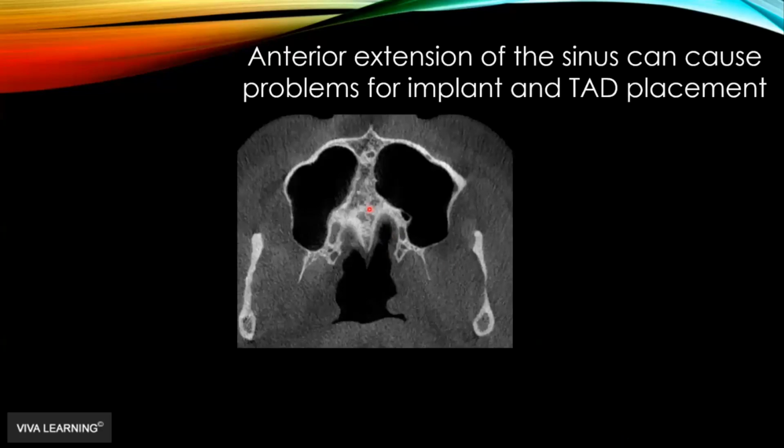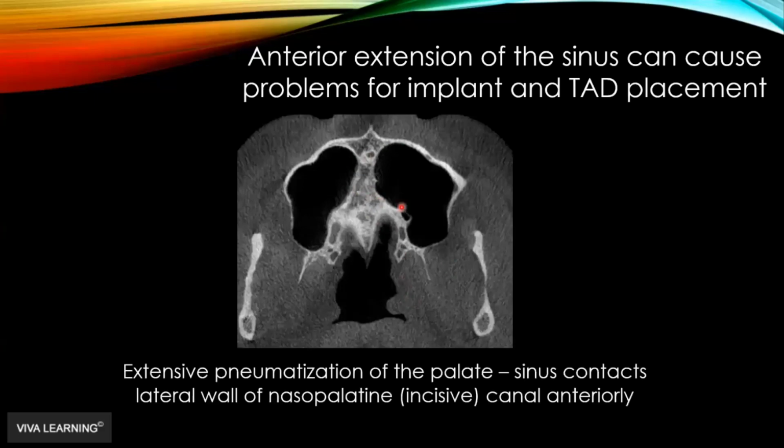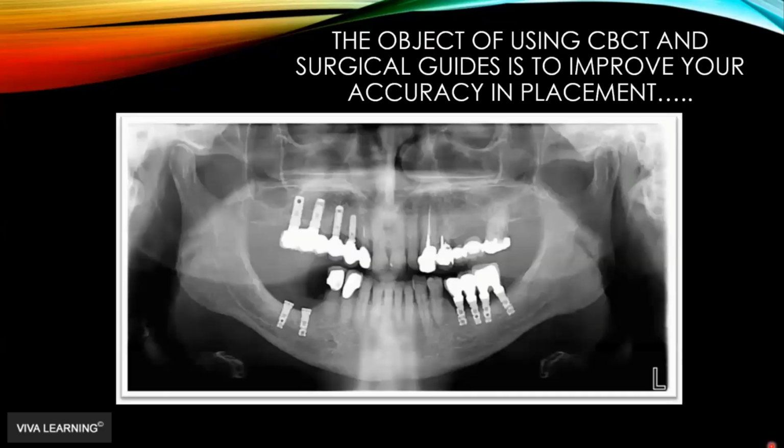So this was the same patient. You can see how extensive the pneumatization is in the palate. It goes basically all the way to the nasopalatine foramen anteriorly. And this was a patient that was referred initially for evaluation because they wanted to put TADs in for orthodontic treatment. And obviously that was not possible. So this can have implications. You do not expect your sinus to be so far anteriorly. So you just need to watch out for that.